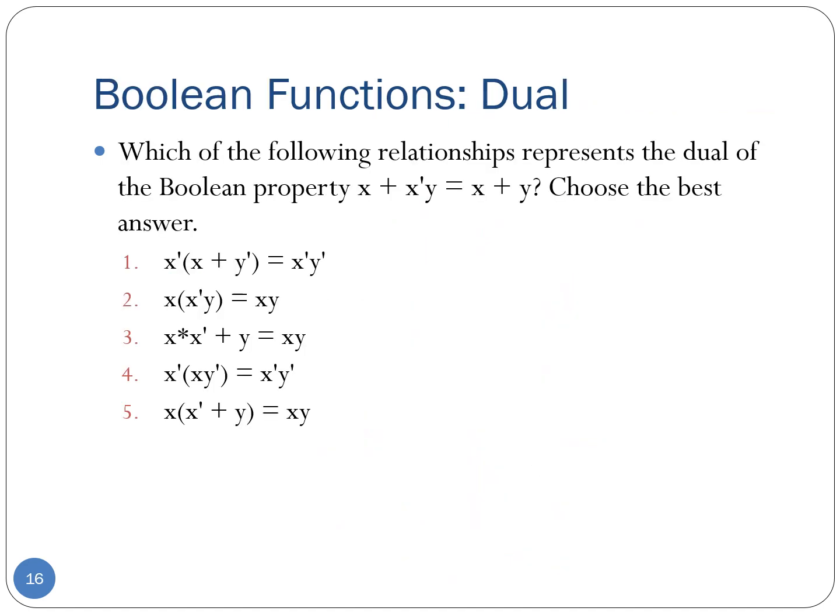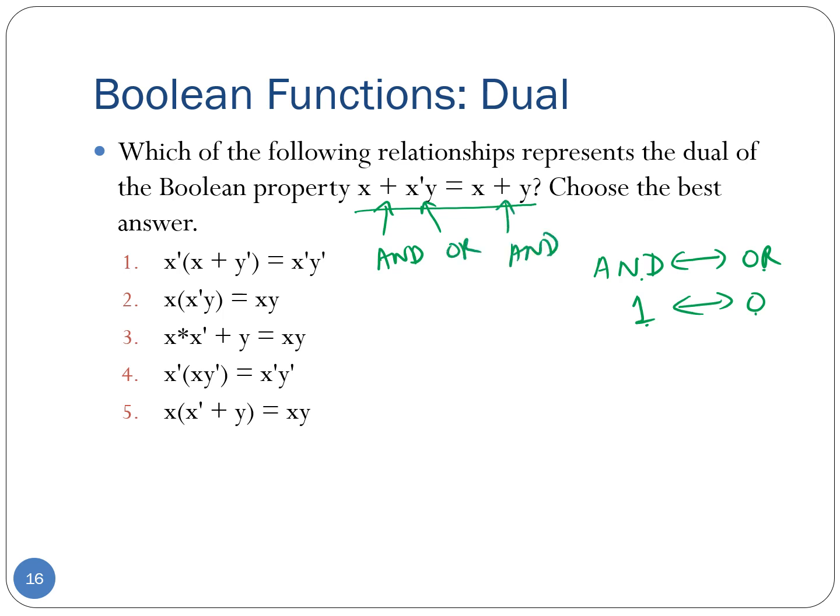This problem is asking us to figure out the dual of the given algebraic expression. Now recall, the way to figure out the dual of any algebraic expression is to replace any ANDs with ORs, any ORs with ANDs, and replace ones with zeros and zeros with ones. So in this case you should replace this OR with AND, this AND with OR, and this OR with AND. So the final expression becomes x AND (NOT x OR y) = x AND y. Okay, so that is option 5. So that's the answer.